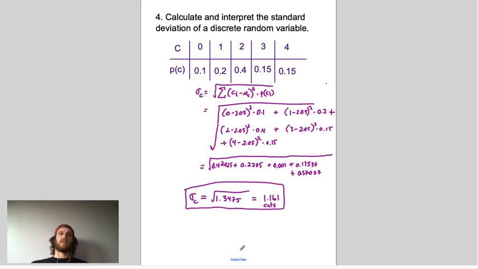Okay, so what does this mean in terms of the context of the question? It means that we can expect random selections of number of cats owned by English teachers. Whoa.